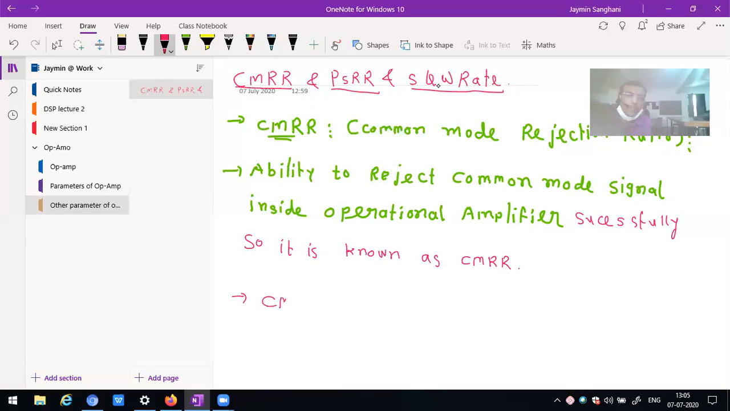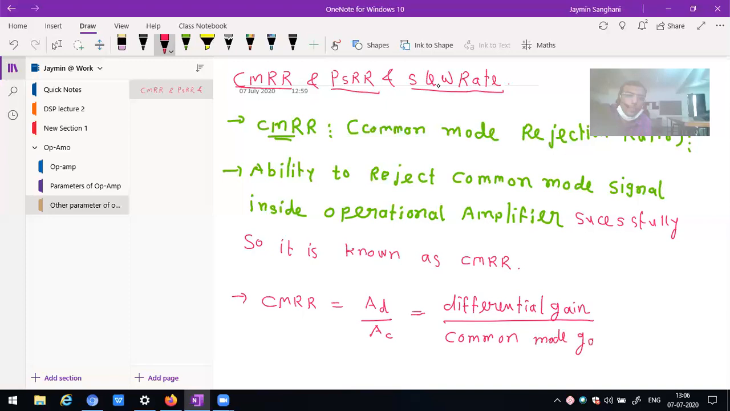Now, CMRR equals AD divided by AC. AD means differential gain, and AC means common mode gain. So CMRR means AD divided by AC, differential gain divided by common mode gain. It is the basic definition, and it is the equation that you have to write in the examination.